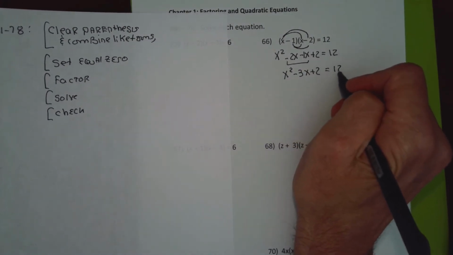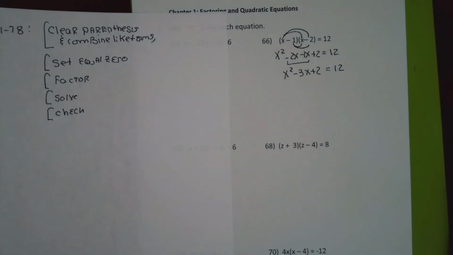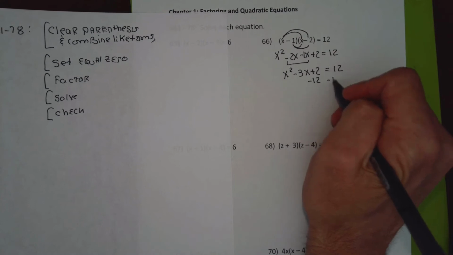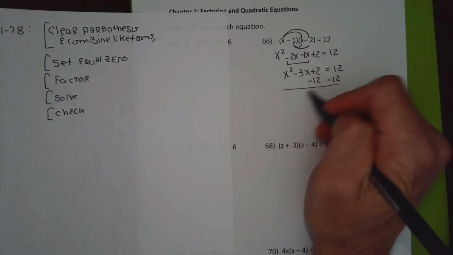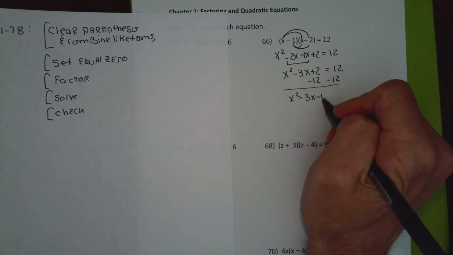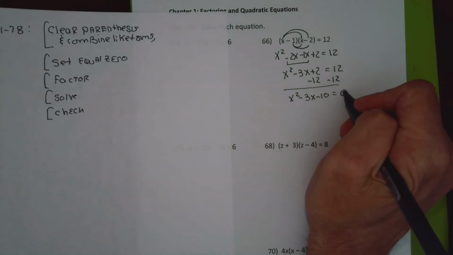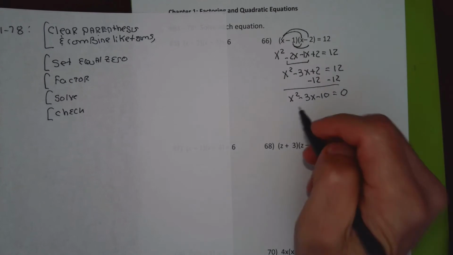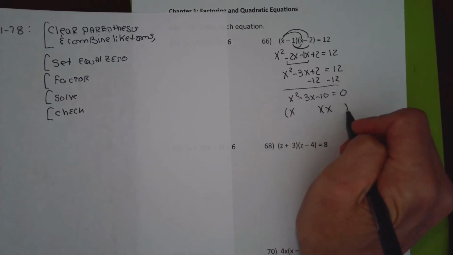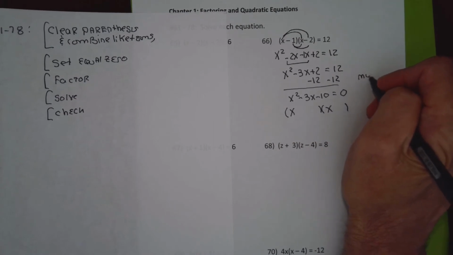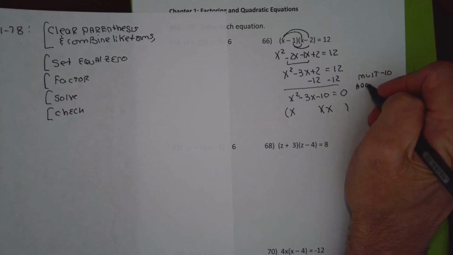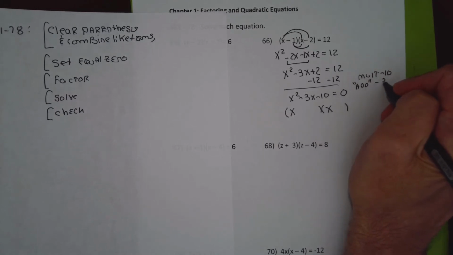So I've done the first step, combine like terms and clear parentheses. Now I'm going to set it equal to 0 by subtracting 12 from both sides. This is going to give me x squared minus 3x minus 10 equals 0. I'm going to factor. This is going to give me a couple of x's up front. My numbers need to multiply to negative 10. They need to add, or subtract, to negative 3.